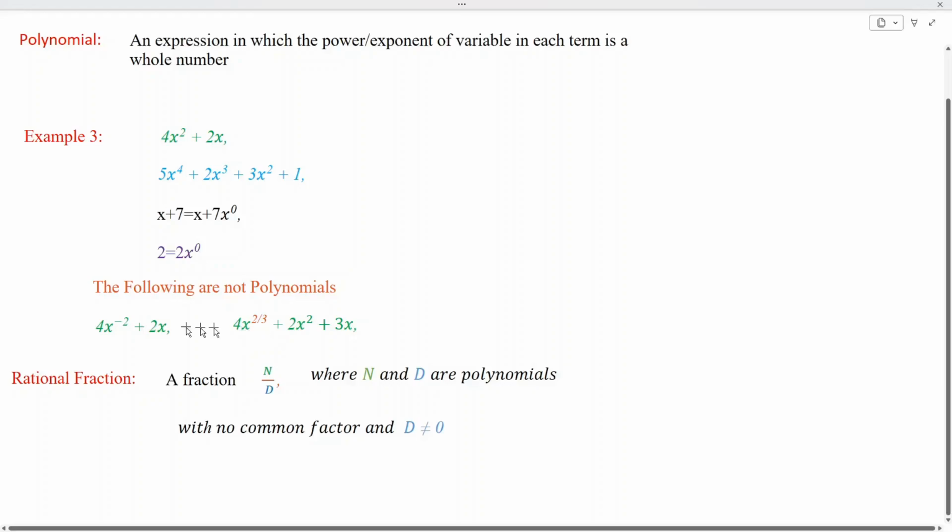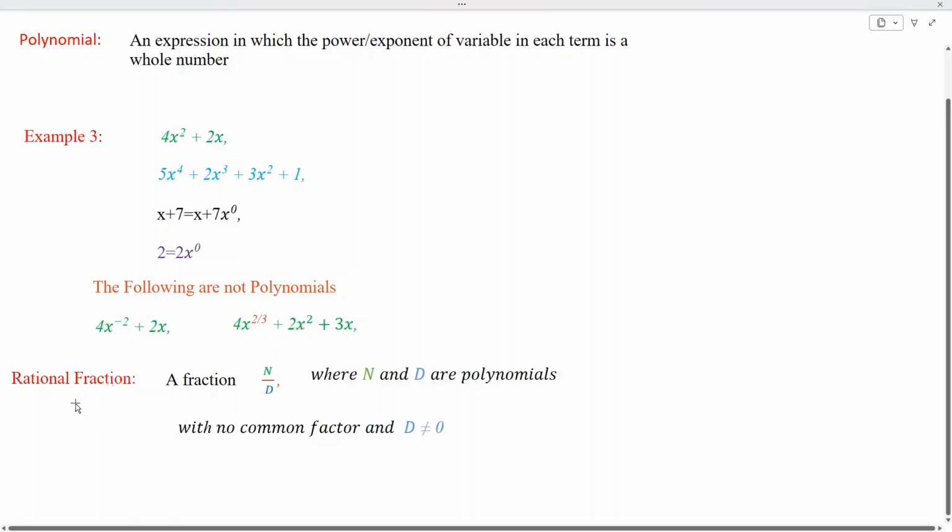These two expressions are not polynomials. Why? Look at the first expression. In the first term, the power of variable x is minus 2 and minus 2 is not a whole number. So this is not a polynomial. Similarly, in the second expression, the power of variable x is 2 by 3 and 2 by 3 is not a whole number. So this is not a polynomial.